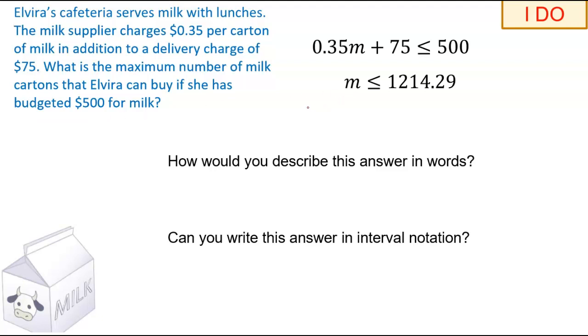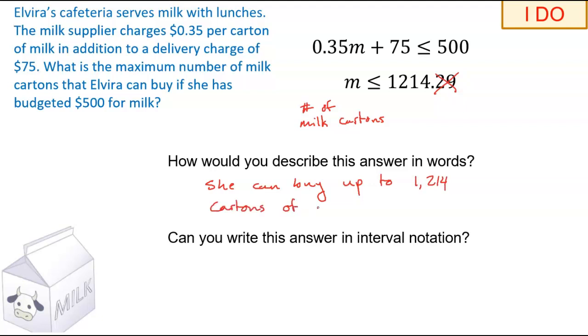So if M represents number of milk cartons, we know that the number of milk cartons has to be less than or equal to 1,214. Now this decimal is not going to make sense, right? Because we can't buy 0.29 milk carton. So we would say she can buy up to 1,214 cartons of milk to stay within her budget.